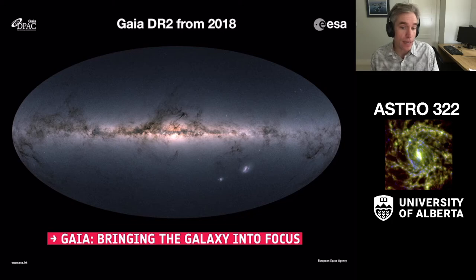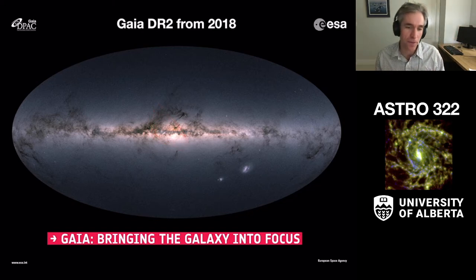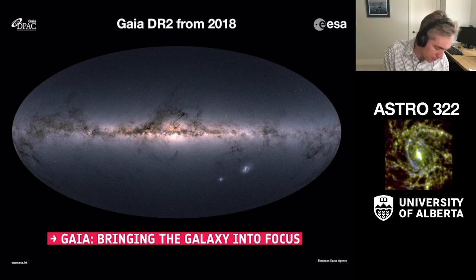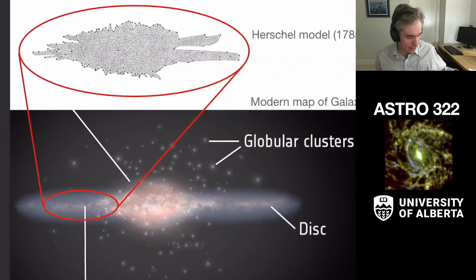And if you had beautiful Gaia data like this, you might get a sense, as we look towards one part of the sky, that this part here looks a little brighter. So maybe something's going on off in that direction, but there's all this crud in the way, all these clouds and stuff. And that confounds our ability to make clean measurements of where we are in the galaxy.